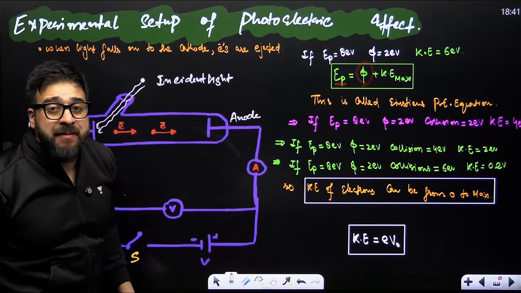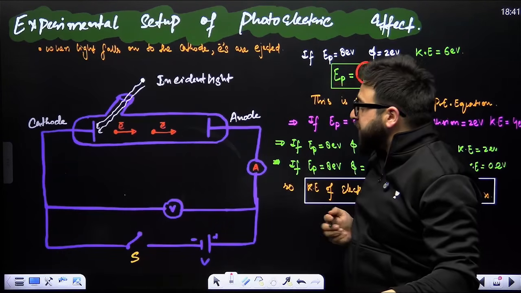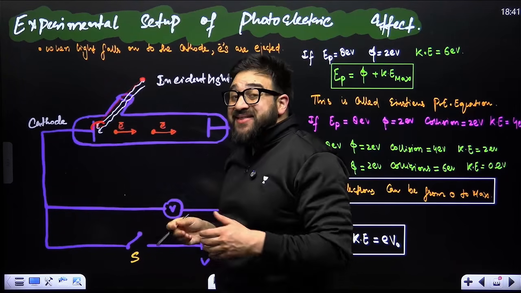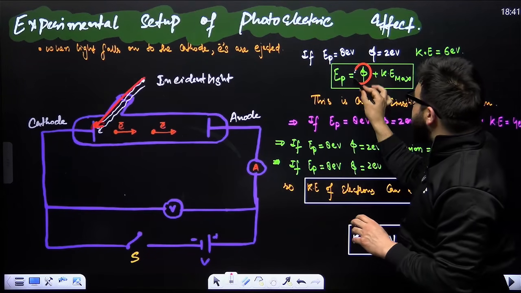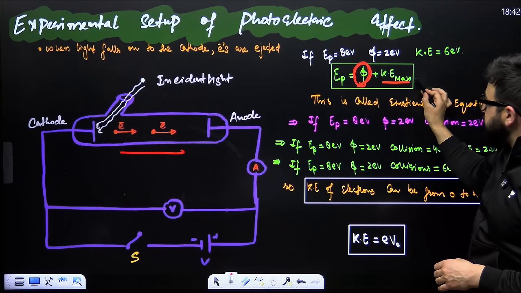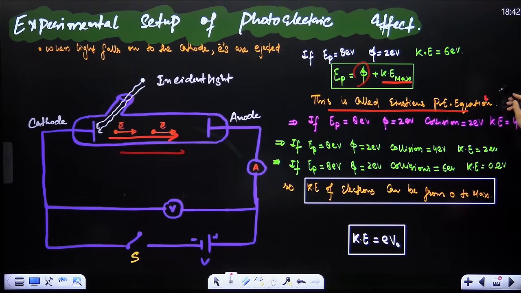Work function is the minimum amount of energy required to pull the electrons from the metal surface. So basically, when a photon falls on the metal surface, it gives its energy to the electron, and that electron uses that energy in order to come out of the metal surface so that it moves further forward. So we say photon energy equals work function plus maximum kinetic energy. This is what we call Einstein's photoelectric equation.